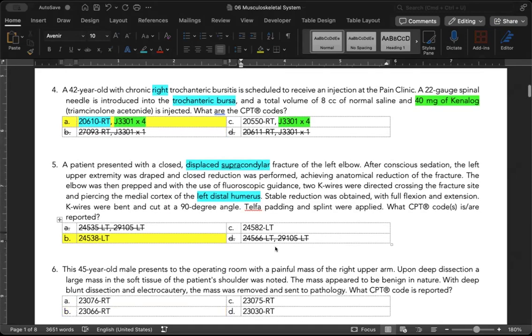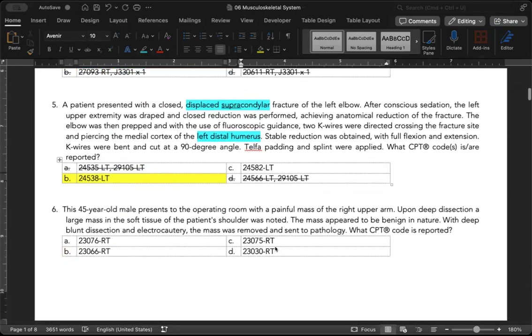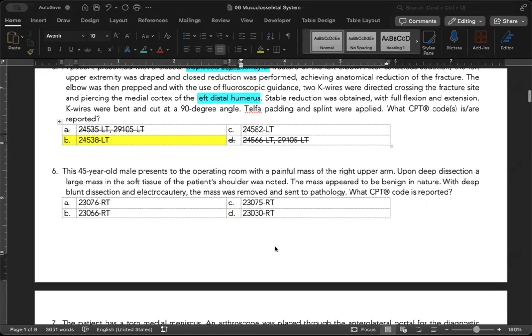Okay. Any other questions on either of those? Okay. Let's look at number 6.